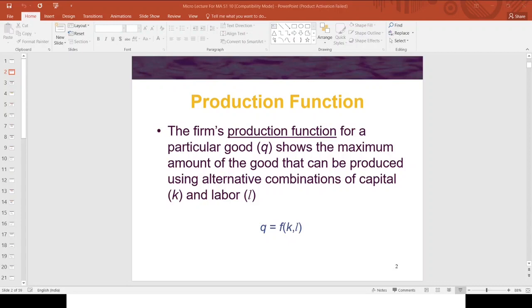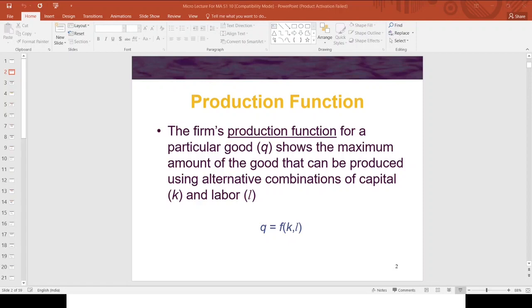Labor productivity is often measured by the average physical product of labor, which is APL, output by labor. So it is noted as Q by L or F of K, L by L. Note that APL also depends on the amount of capital employed. In a two input production function case, this is going to be even easier because we have been discussing this from the very beginning of these micro lectures.